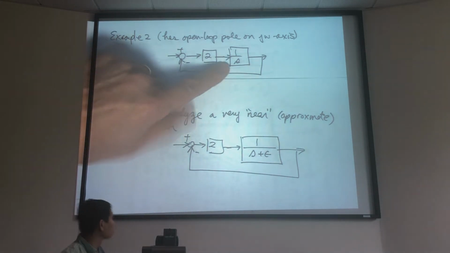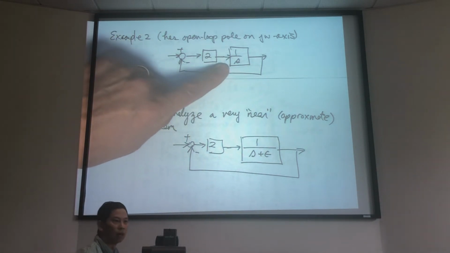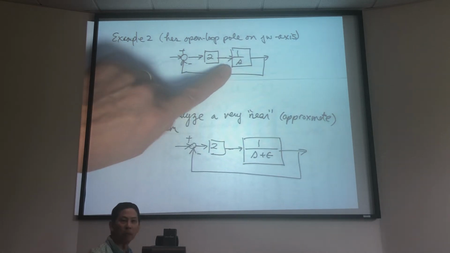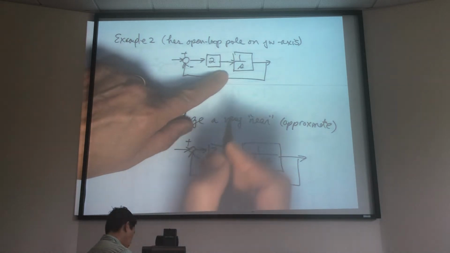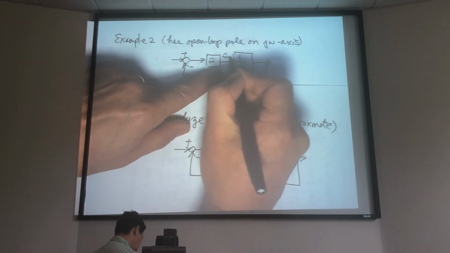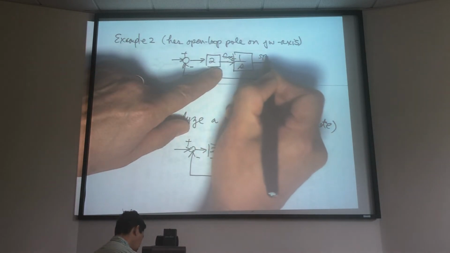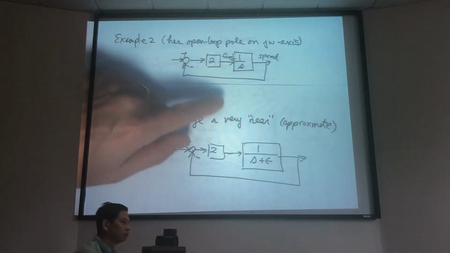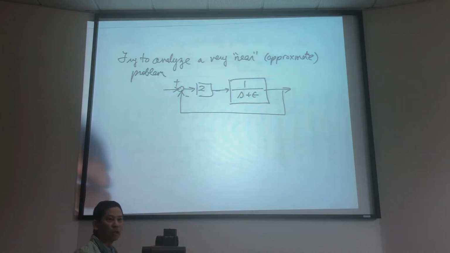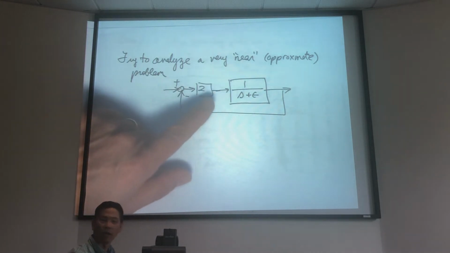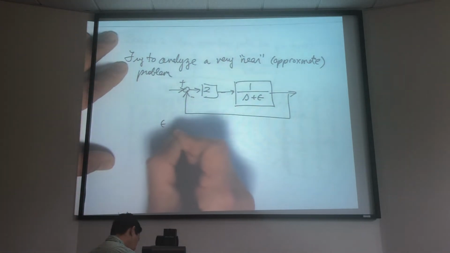This could have been the model, say, for speed control of a vehicle. So this could be like force, and this is speed. This is almost that. Epsilon here is a parameter. Epsilon is a small number.